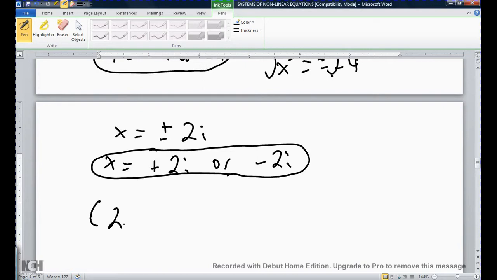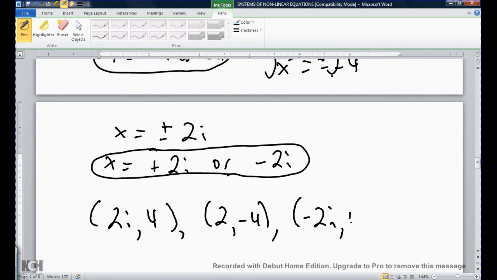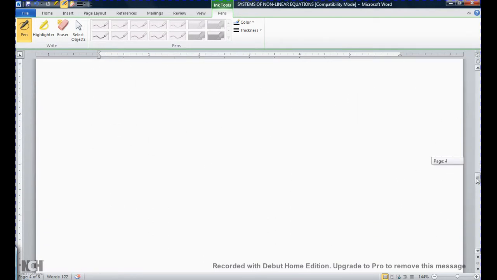So my points are 2i comma 4, 2i comma negative 4, negative 2i comma 4, and negative 2i comma negative 4. There's my 4 solutions. And now let's do this last one.